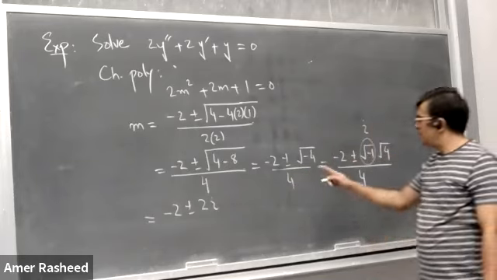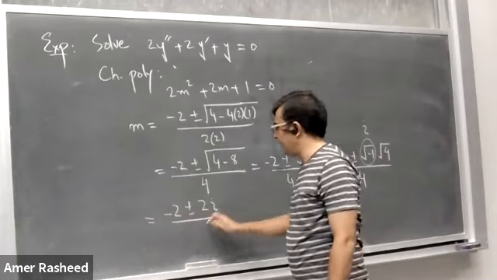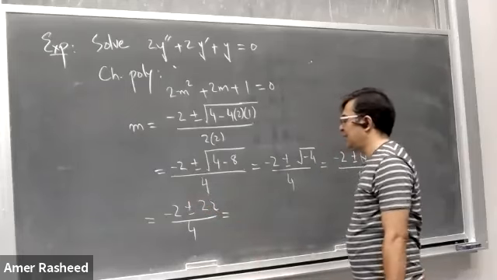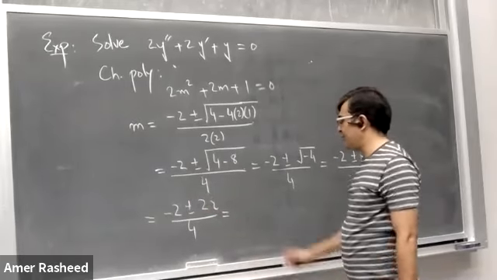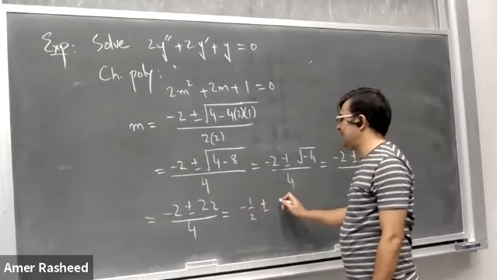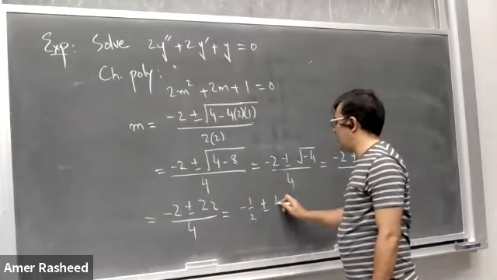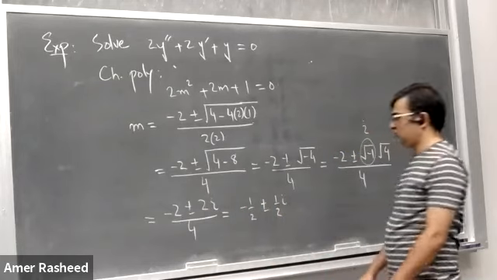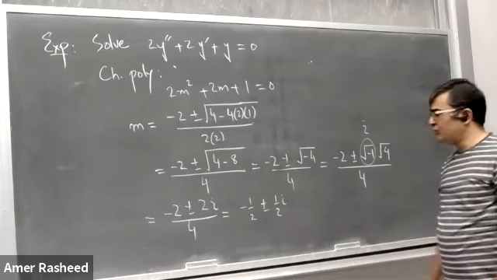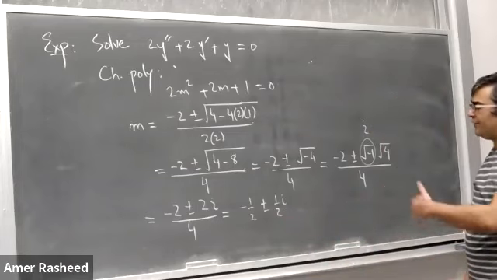So we obtain negative 2 plus minus 2 iota divided by 4. And it becomes, we take common 2 from the numerator, and we have obtained negative 1 by 2 plus minus 1 by 2 iota. This is what we obtain. So these are two complex conjugate roots, minus 1 by 2 plus minus 1 by 2 iota.